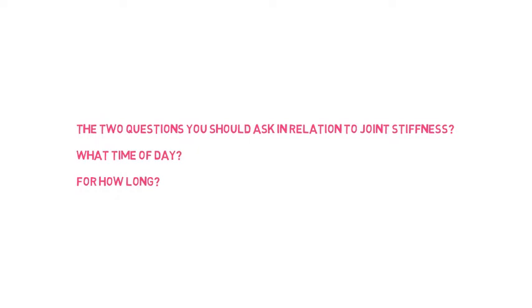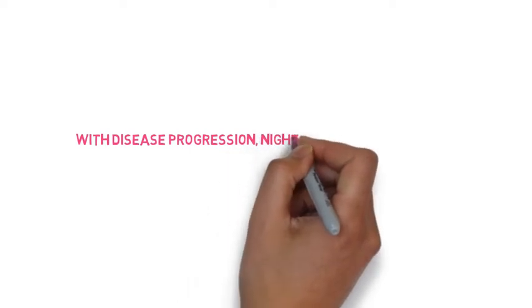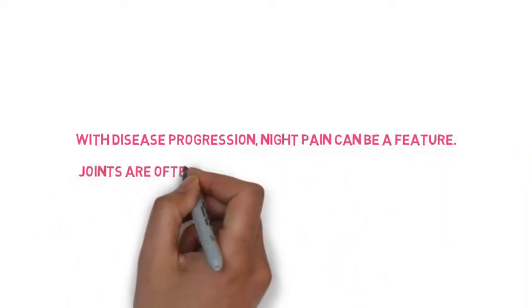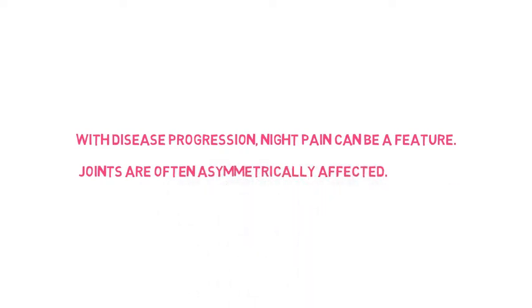In the clinical exams, you may be asked to carry out a musculoskeletal examination, and this involves looking at the joint, feeling it and moving it. With disease progression, night pain can be a feature of osteoarthritis, and in osteoarthritis joints are often asymmetrically affected.